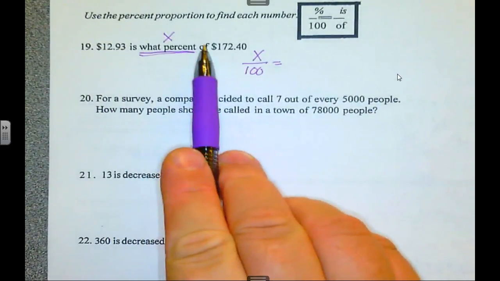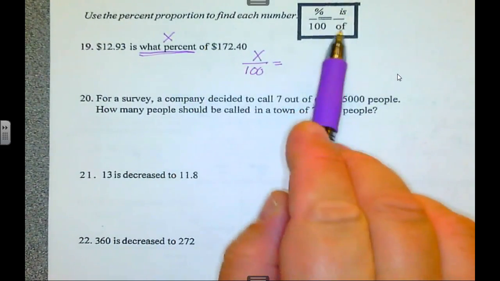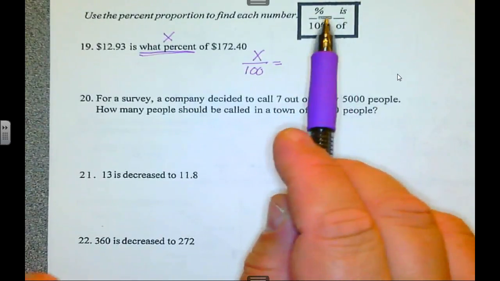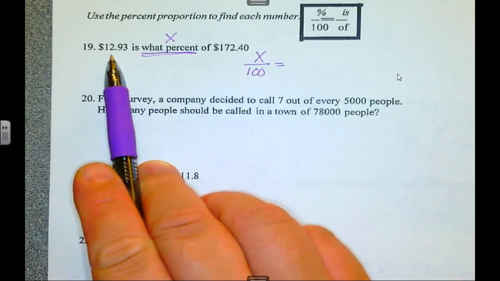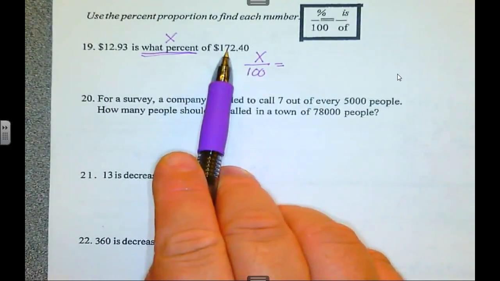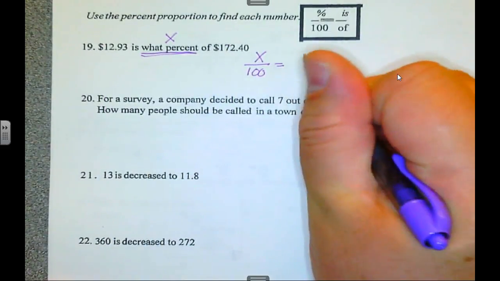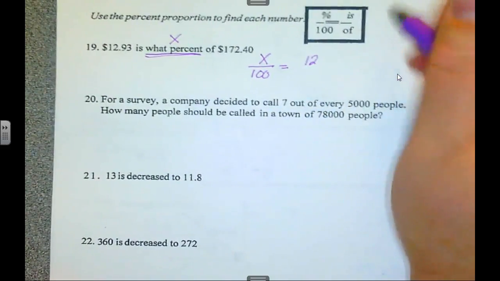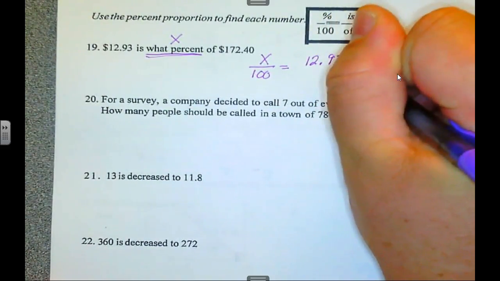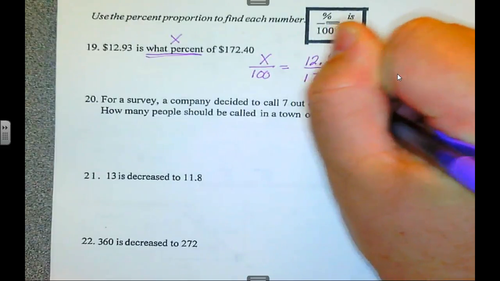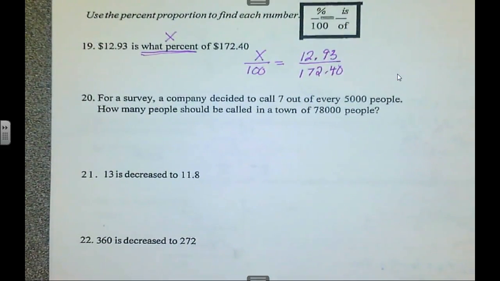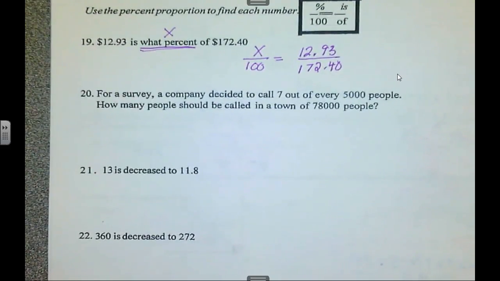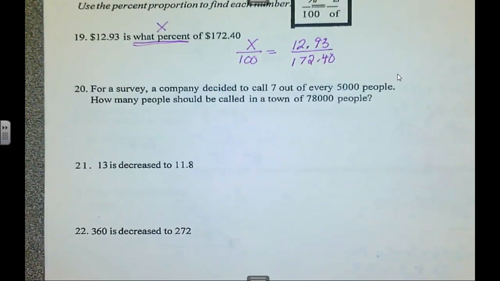What's going to be my part? Oh, they're using is over, that's fine. We use part over whole, or piece over whole, right? 1293 is part of 172, right? Cross multiply and solve. You guys can finish that. How about 20?